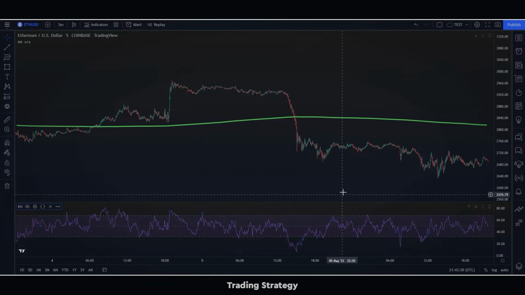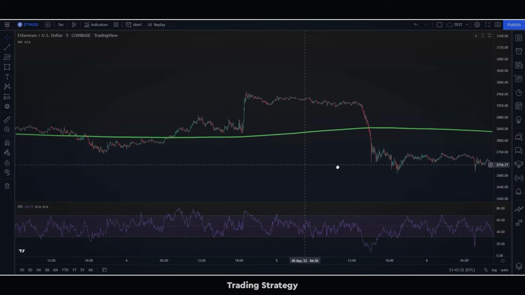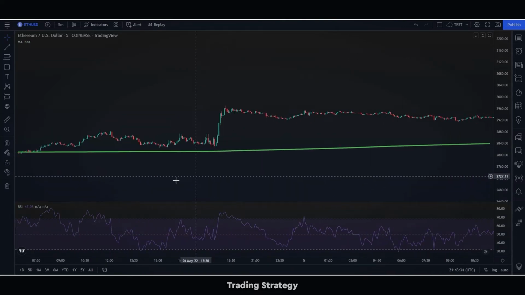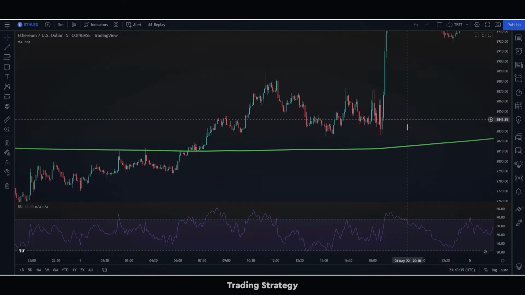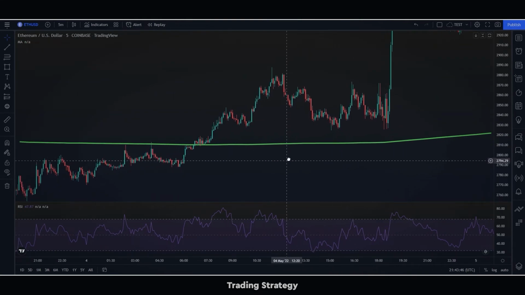Ready, we have everything configured. Now let's make an example of a buy operation. The first thing we have to do is identify the price above the moving average. Once we have identified it, we will have to wait for the RSI to touch the value of 32.